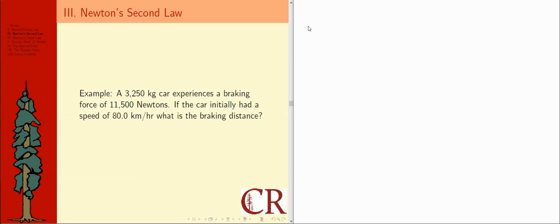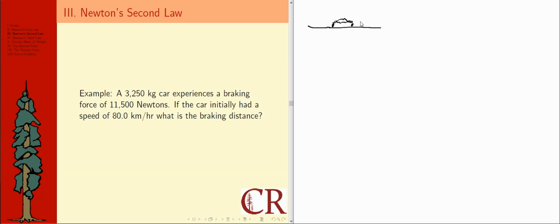So I like to start a lot of my problems with sketches, especially when it's relevant to do so. And this seems like a good one where I can draw a little sketch of this car. It doesn't have to be big or perfect. So here's this car, something like that. Hopefully that's good enough for a car.